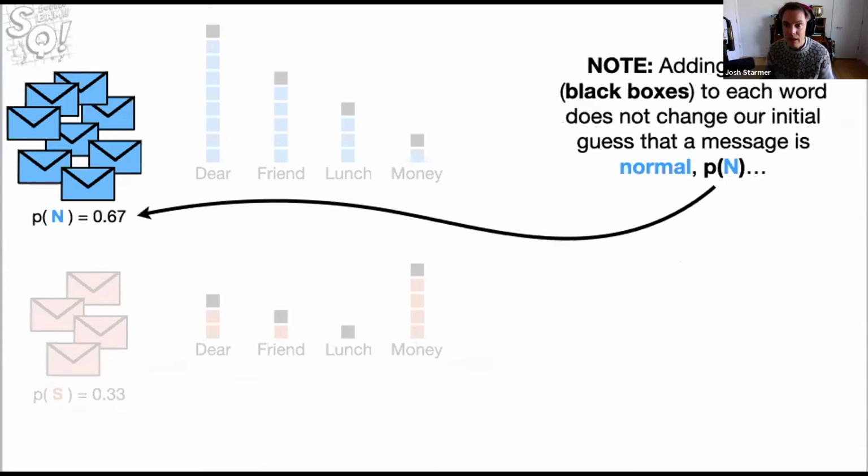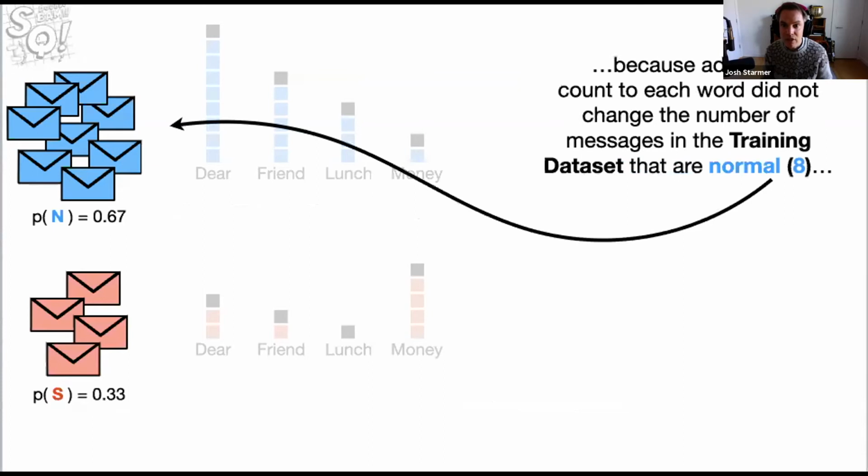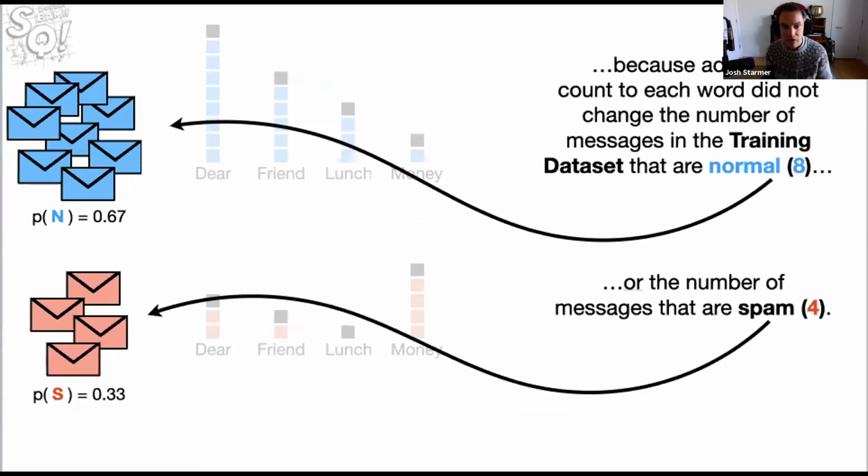Note, adding counts, those black boxes, to each word does not change our initial guess that a message is normal or the initial guess that the message is spam. Because adding a count to each word did not change the number of messages in the training dataset that are normal, or the number of messages that are spam.